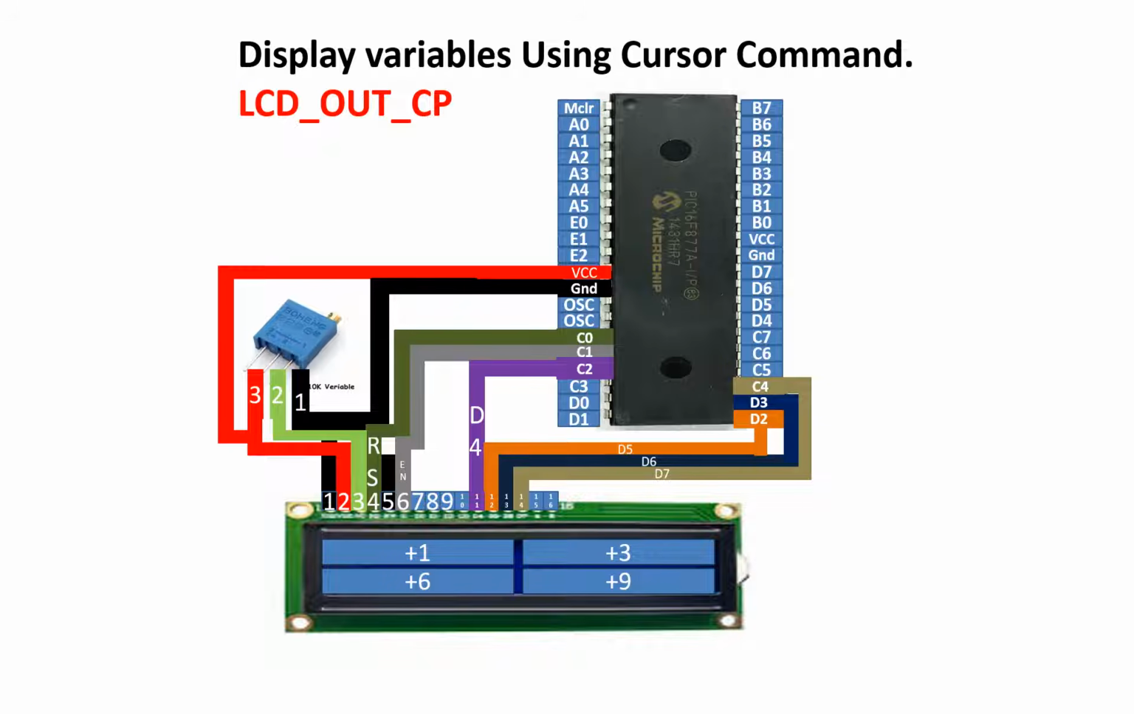And for data pin 7, that is pin number 14 of the LCD, I am going to use pin C4 of the PIC microcontroller like this. In this way guys, our LCD data pins are connected.